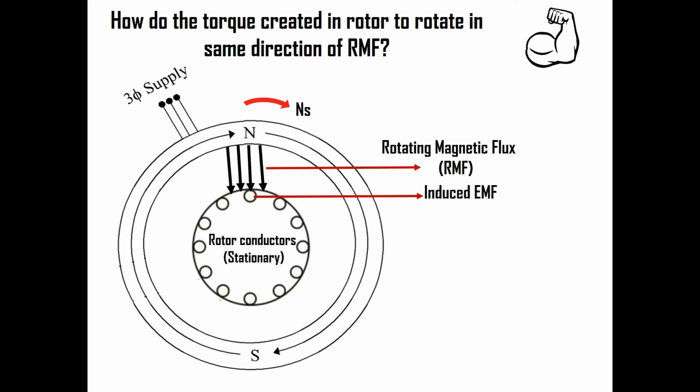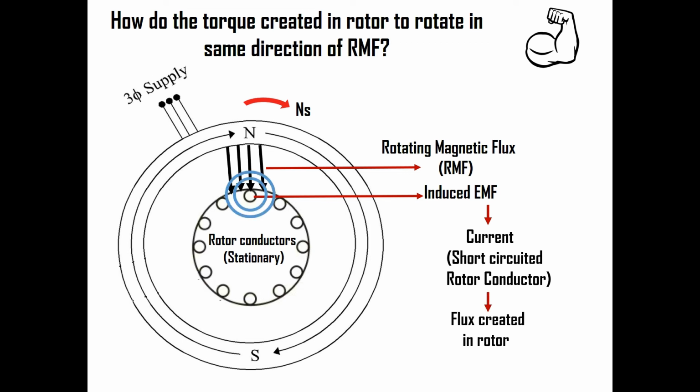Actually, what happens is this induced EMF created in the rotor creates a current in the rotor conductor because the rotor conductors are short-circuited in a squirrel cage induction motor. We know that whenever there is a current, there will be a magnetic flux around the current. So flux is created in the rotor. This rotor flux and rotating magnetic flux interact together and create the torque.